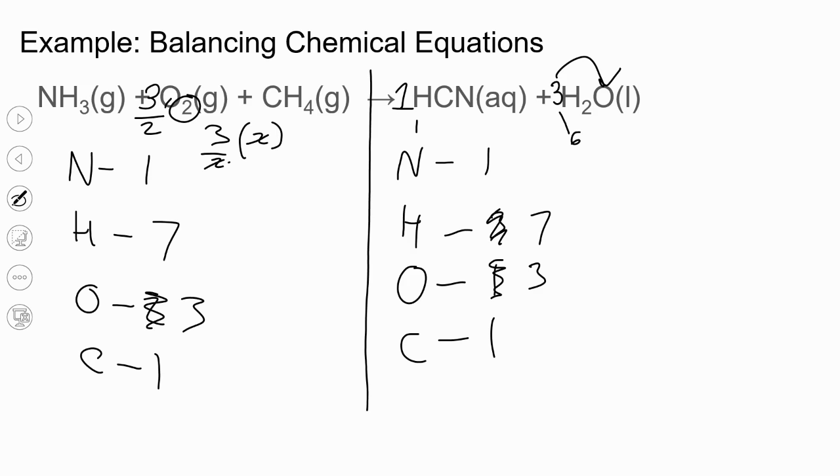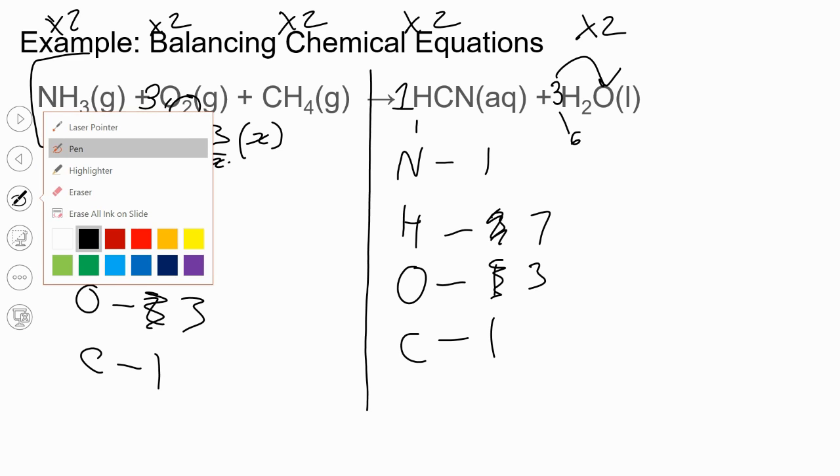We're going to multiply by the denominator. So if I multiply everything by a 2, this is going to be multiplied by 2, this is going to be multiplied by 2, times by 2, times by 2, times by 2. And then my coefficient can be updated.